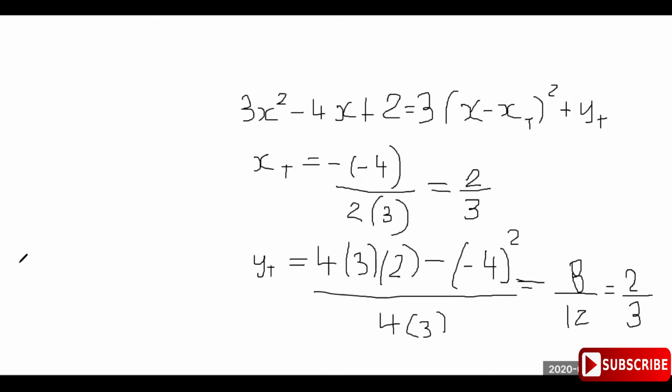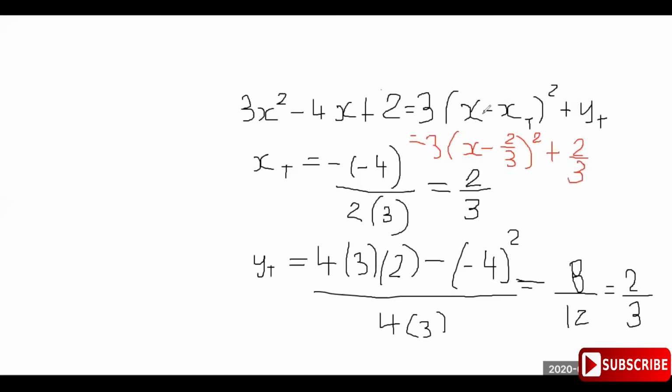And so finally it is just equal to, I'm going to put it in red, 3 times x minus 2 over 3 all squared, plus... Why is it minus, sir? Because it's positive right here.